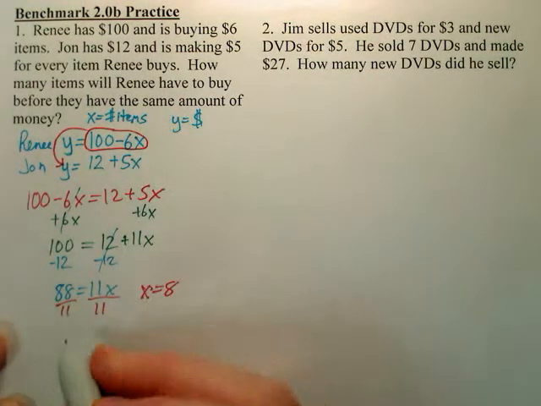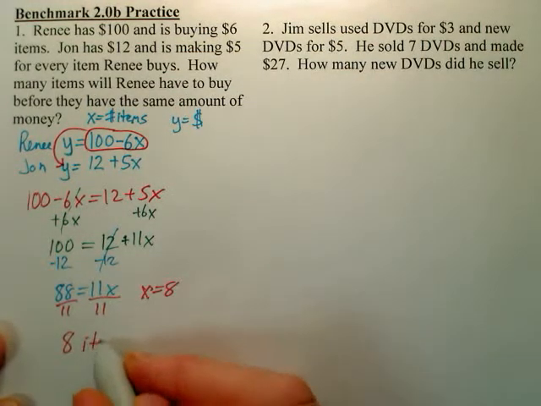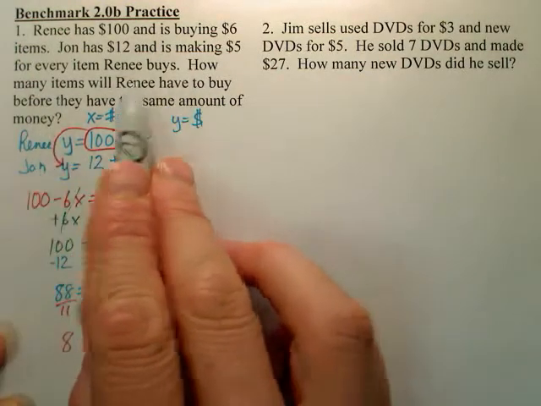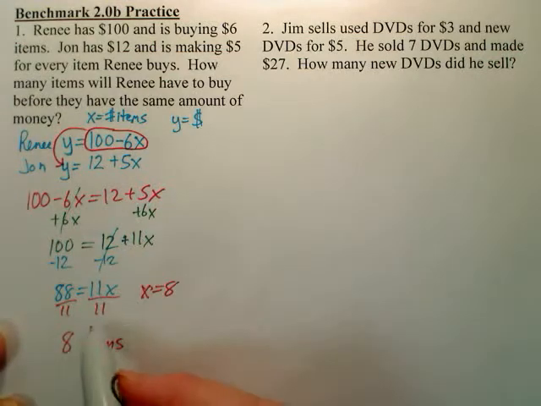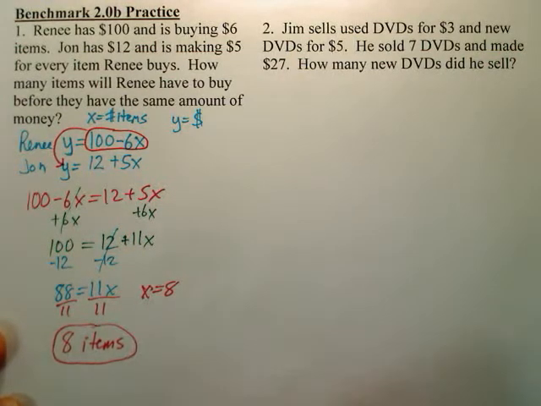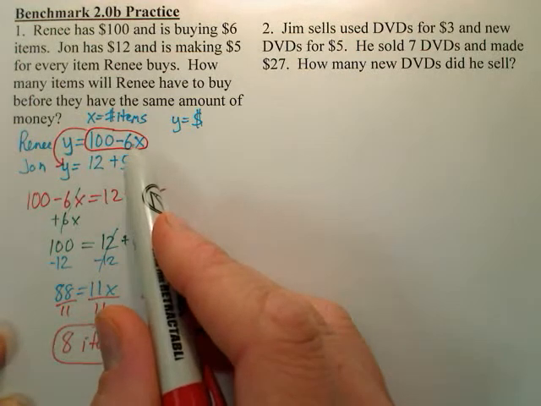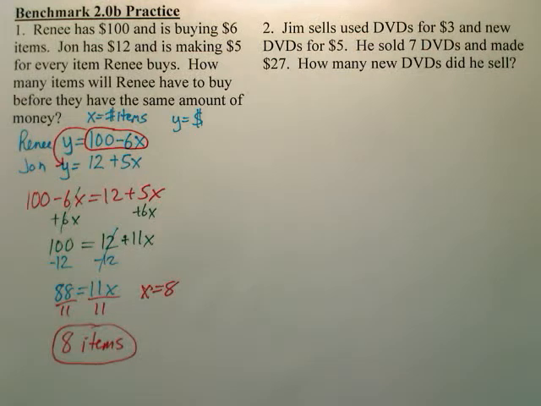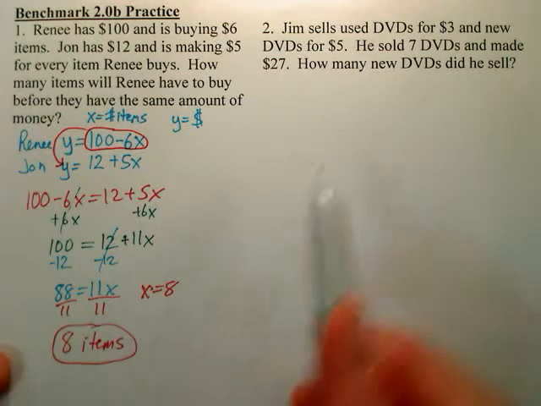X is items. 8 items. Is that what they're asking for? How many items will Renee have to buy? Well, 8 items. Now if I wanted to find out how much Renee has, wouldn't you just put the 8 in for this 6? So it'd be 52 bucks. But that's not what it's asking for. 8 items.